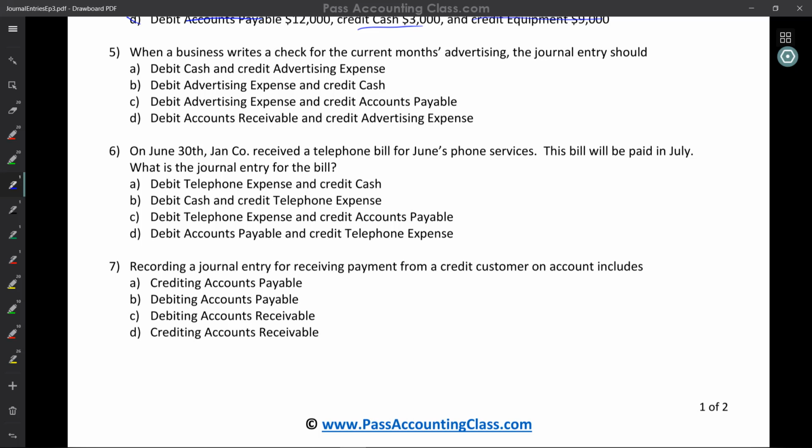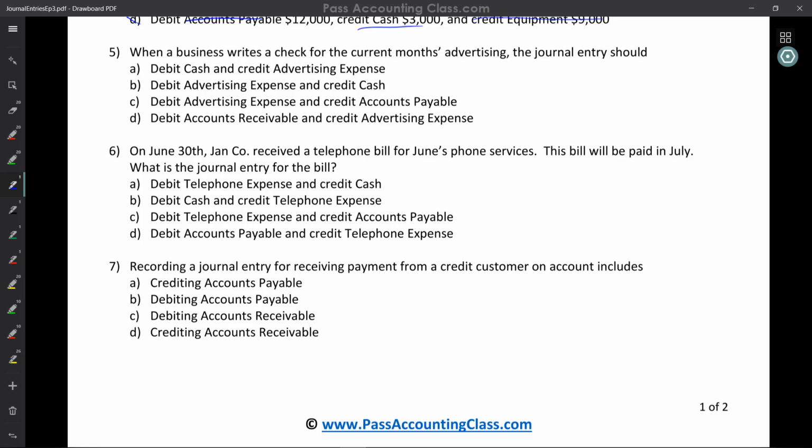So the next problem reads, when a business writes a check for the current month's advertising, the journal entry should: debit cash and credit advertising expense, debit advertising expense and credit cash, debit advertising expense and credit accounts payable, debit accounts receivable and credit advertising expense.